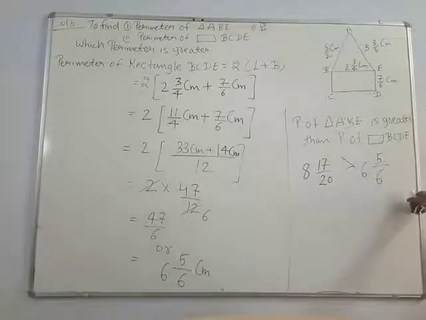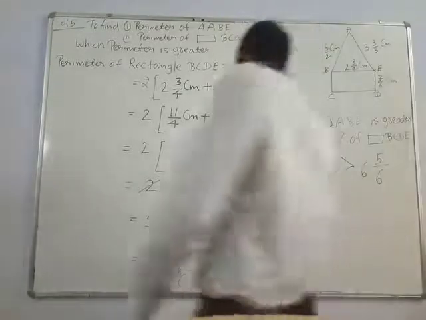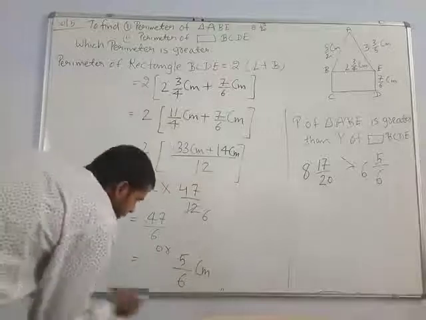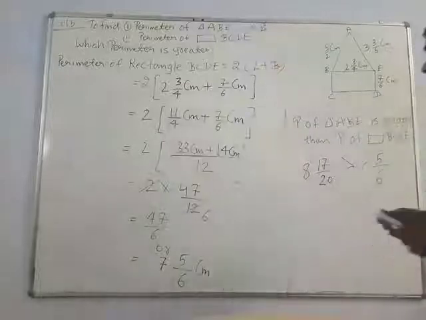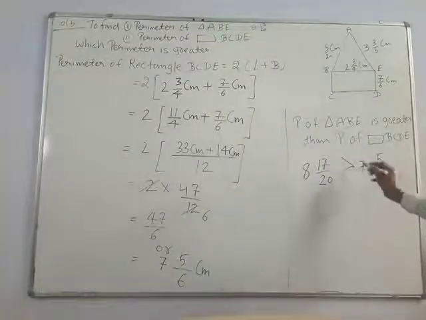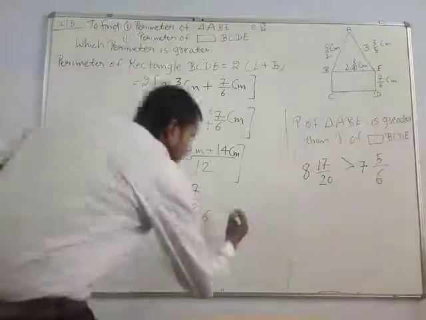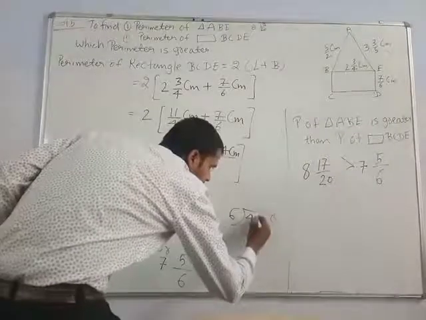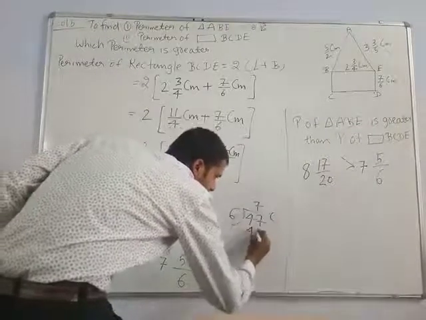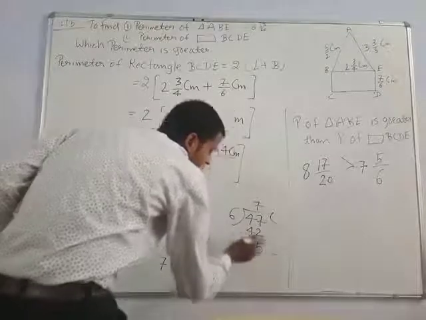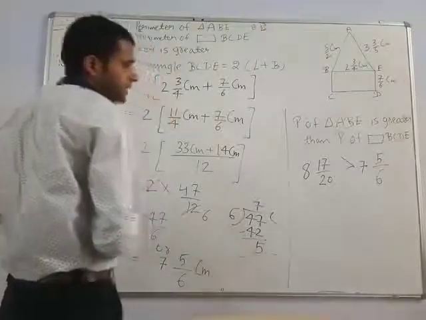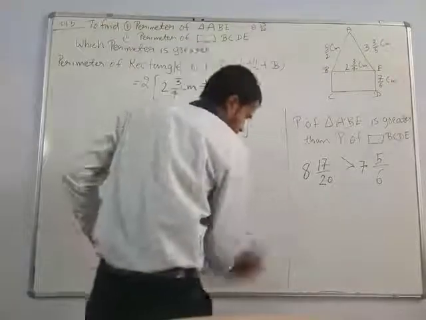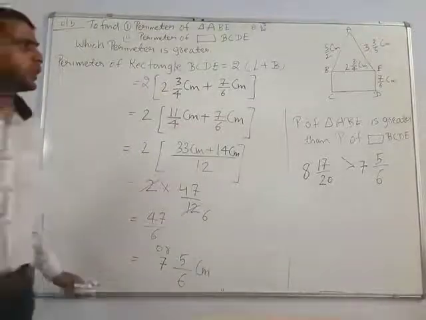Okay? This is 7, right? 47 divided by 6: 7 into 6 is 42 and remainder 5. So 7 is the quotient, 5 is the remainder, and 6 is the divisor. The rest of question 3 is your homework.